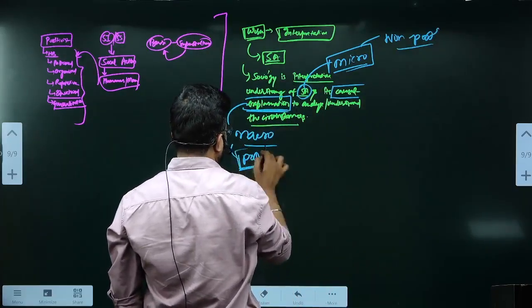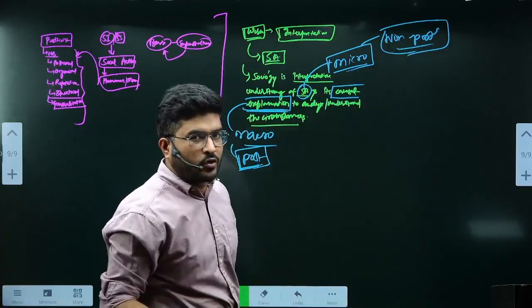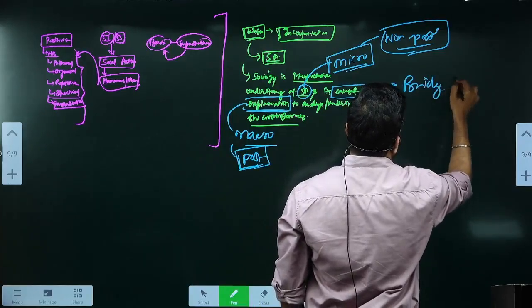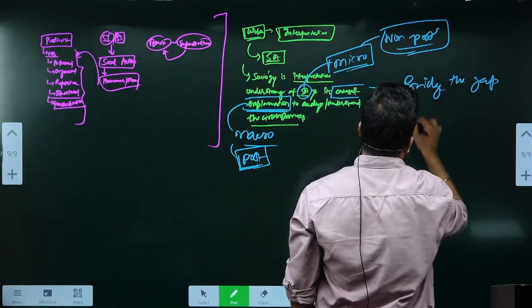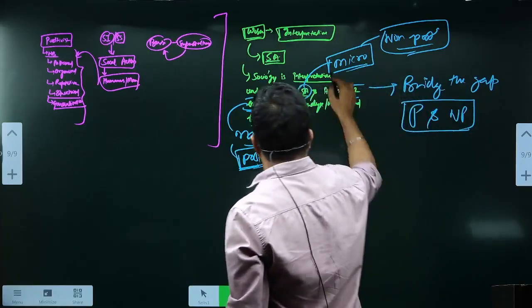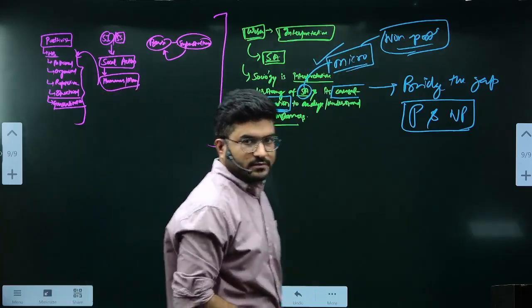Now why did we make this categorization? Because Weber was the one who was trying to bridge the gap between positivist and non-positivist schools of thought. That is why in his theory you will find micro analysis as well as macro analysis.